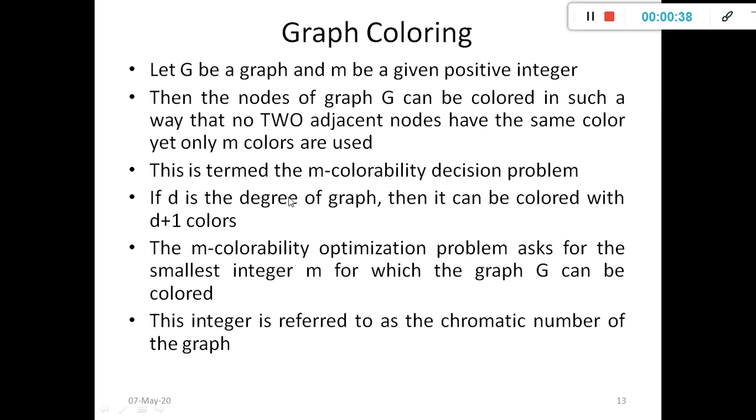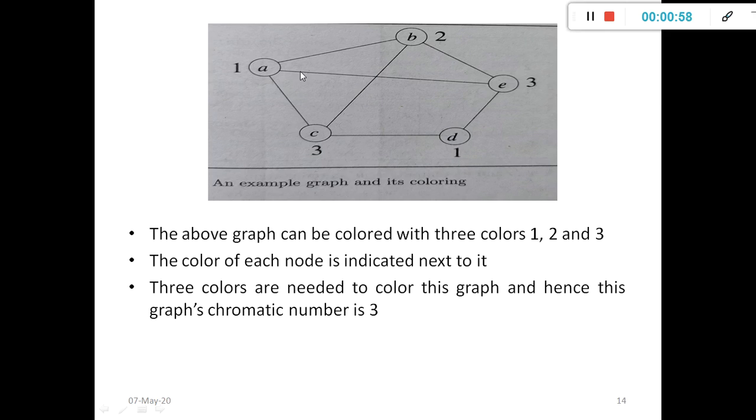If D is the degree of the graph, then it can be colored with D plus 1 colors. The M-colorability optimization problem asks for the smallest integer M for which the graph G can be colored. The integer is referred to as the chromatic number of the graph. So let us look at one example that gives the idea of what graph coloring is.